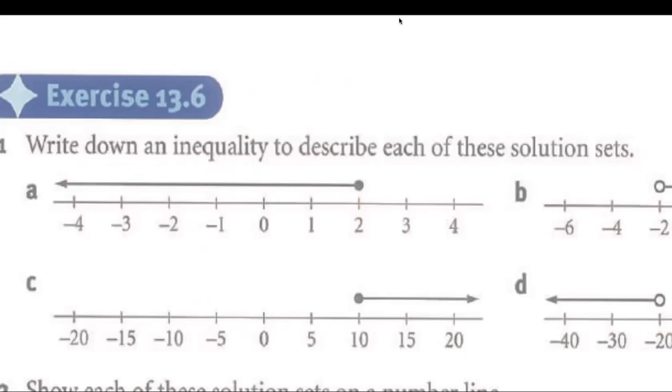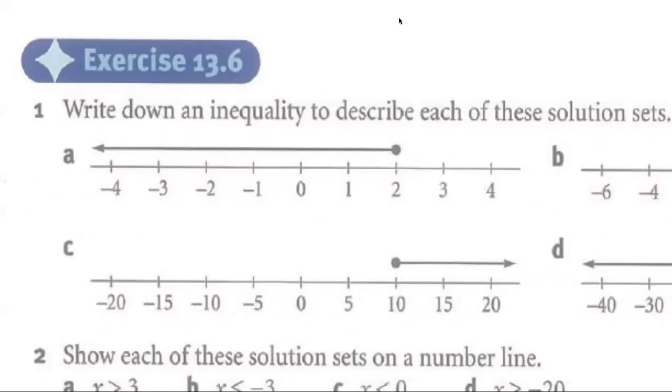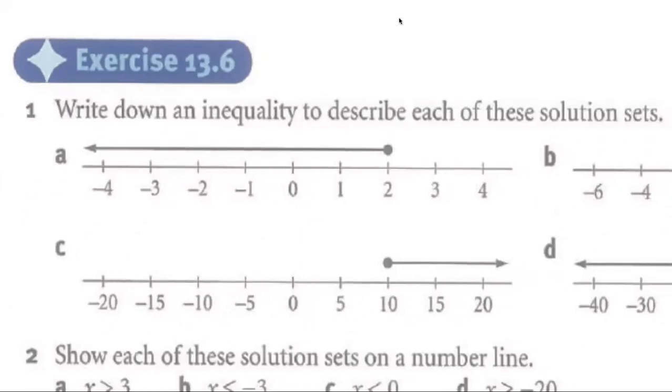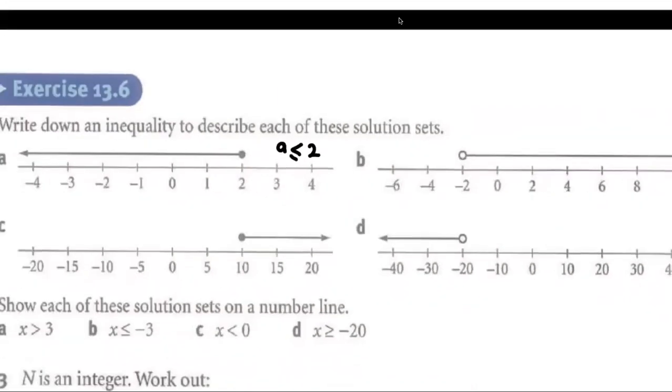So what you can do is you can actually write it down. To describe the inequality, normally we use the letter X. You can use any numbers, any alphabets if you want to. You can use A, must be less than or equals to 2. So this is your answer. You can use A, you can use B, you can use C, but normally we use letter X to represent our unknown, less than or equals to 2.